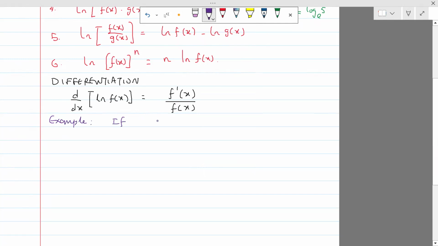Example: if g equals ln of 5x squared plus 2x minus 1, find g dash. So dg by dx, which is also called g dash. I'm going to differentiate this first. So this is going to be 10x plus 2 over the function itself.